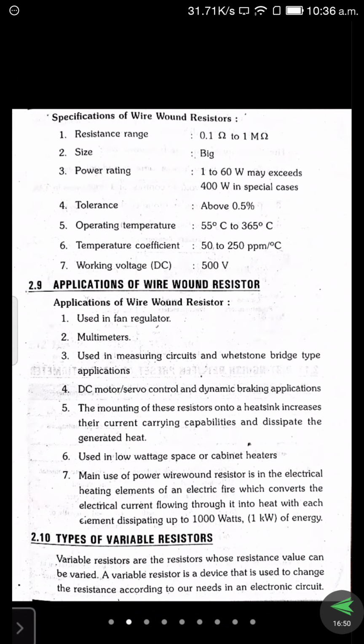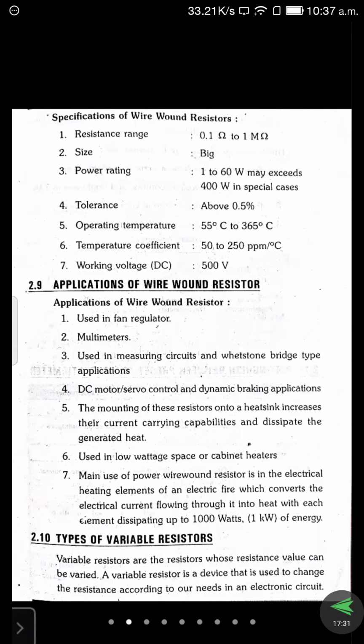So the power rating can be available from 1 watt to 60 watts, 400 watts, up to 1000 watts if you are using it for higher ratings. Okay. Tolerance is 0.5% only. Operating temperature is up to 365 degrees centigrade. Temperature coefficient is from 50 to 250. And working voltage is up to 500 volts. Working voltage is common for all resistors, but the power rating and the availability ratings will change.